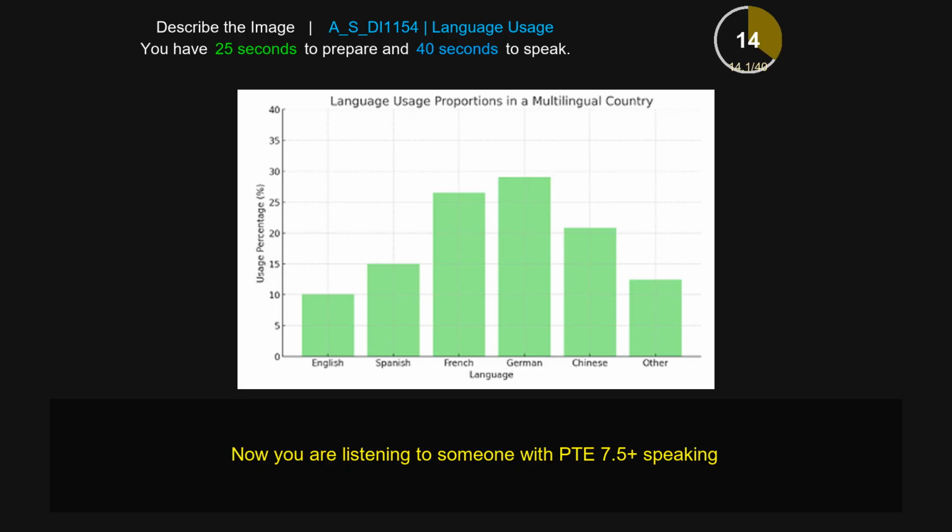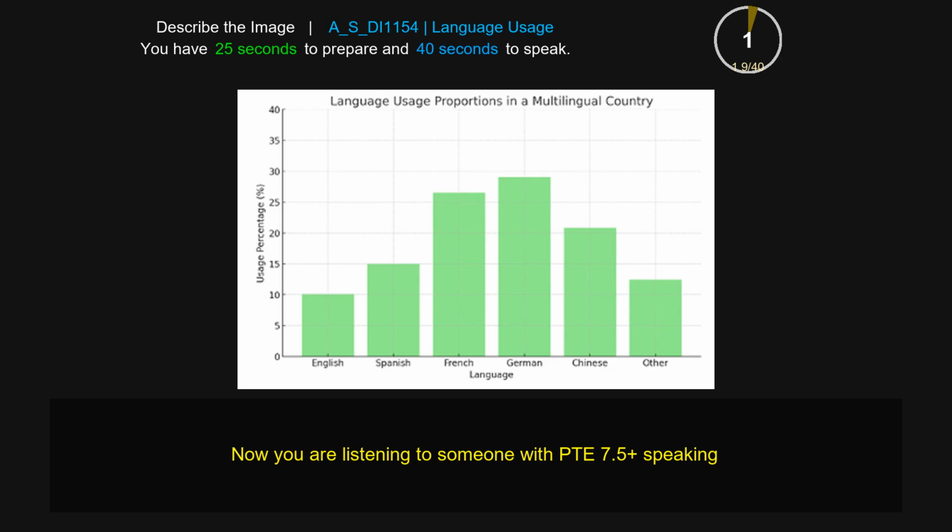This picture is so informative, and the highest figure belongs to German, followed by French, and the lowest figure belongs to English, followed by Chinese. To sum up, the picture tells about language usage proportions in multilingual country.